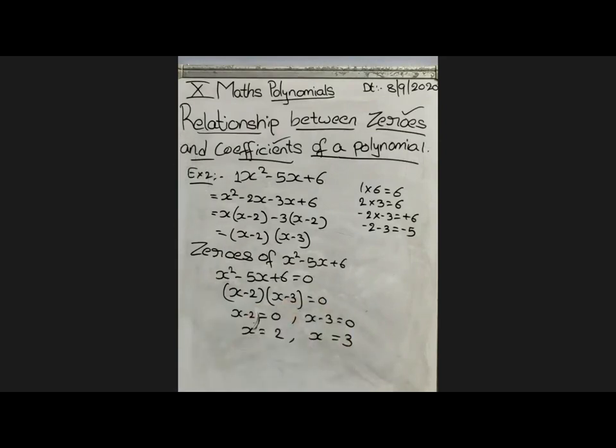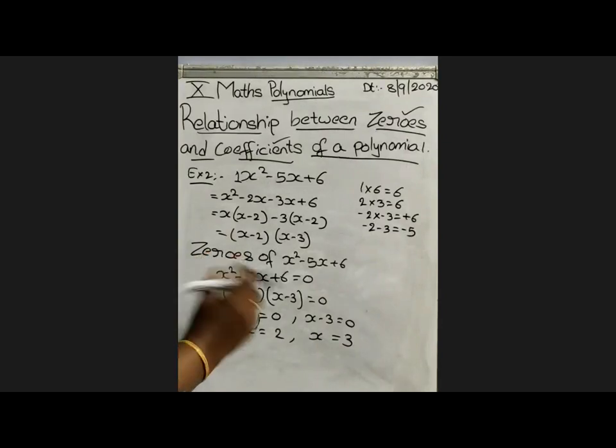See, here you got two values. What are the two values? x equal to 2, x equal to 3. Here you got two values. So here two conditions are there for us to find. What is that? Sum of the zeros and product of the zeros we have to find.